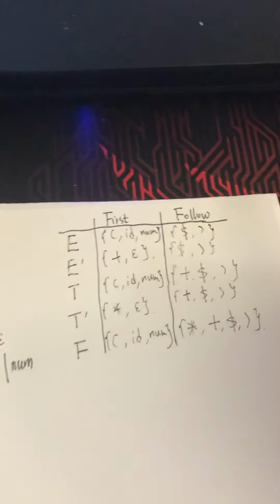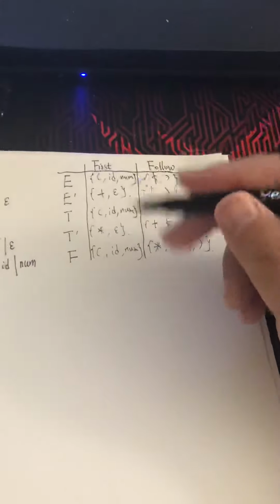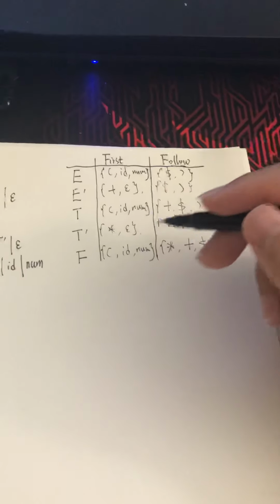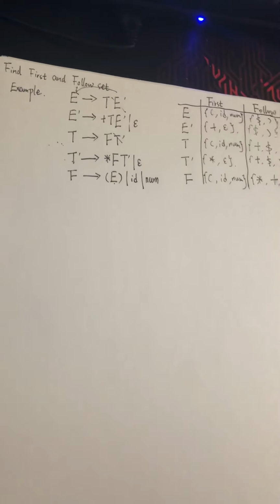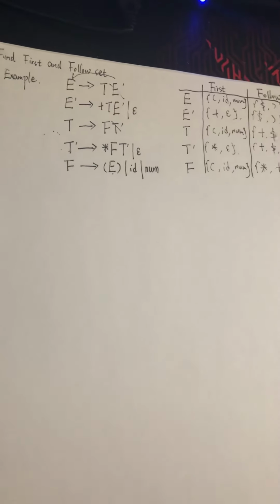So we finished it. Now we have finished all the first and follow sets. This is an LL(1) example, but we can also use it on LL(k) examples. This is a very quick way to get the correct answers. So I think this is very useful for us to find the answer during the exam. So yeah, that's it. Thanks all.